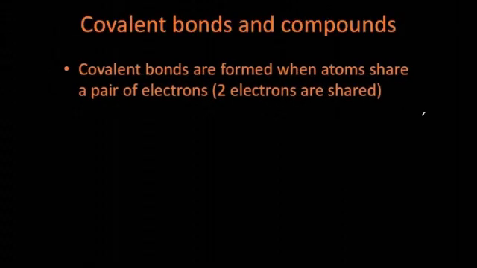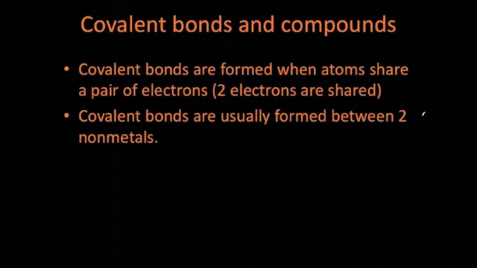Now, covalent bonds. Covalent bonds are formed when atoms share a pair of electrons. So 2 electrons are shared between 2 atoms. So basically what happens many times is the electrons spin around both atoms, and they're sharing them so that they form a balanced compound. Covalent bonds are usually formed between 2 nonmetals, like we said before. H2O. Water is formed by a covalent bond. It's actually a polar covalent bond. We'll get into that when we discuss covalent bonds in more depth.